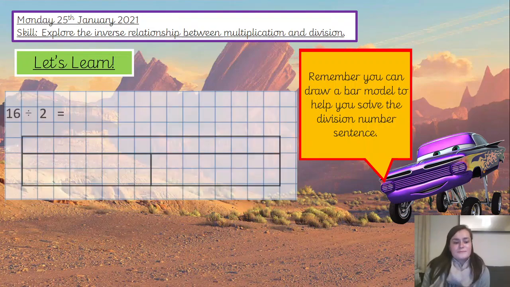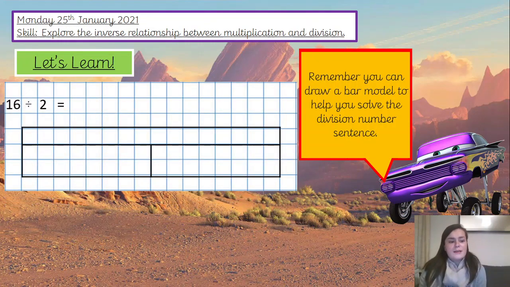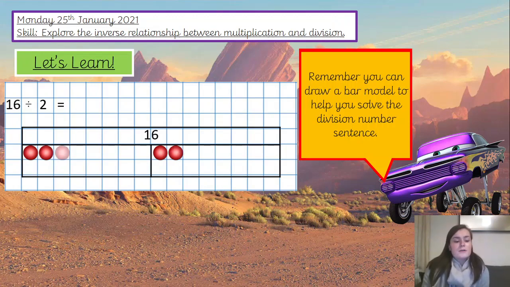Okay, so we've got our bar model here, 16 divided by 2 equals. We remember that the 16 needs to go in the top bar because that's our total number. And then we're going to split our counters into the two groups, the two bars at the bottom, because we're dividing by 2. So we've got 1, 2, 3, 4, 5, 6, 7, 8, 9, 10, 11, 12, 13, 14, 15, 16. I hope you were counting along with me.